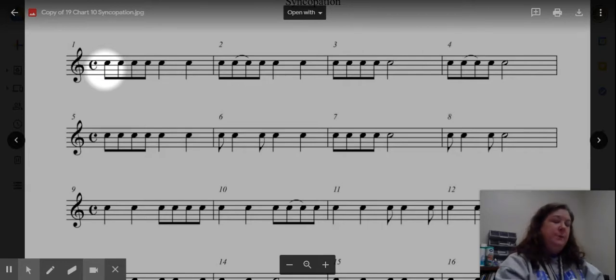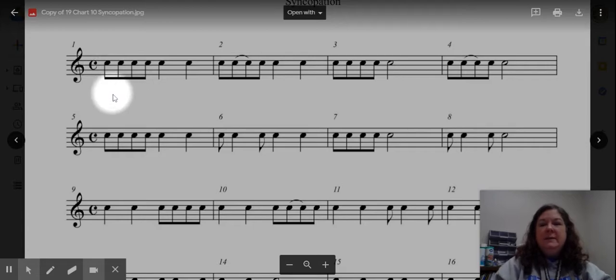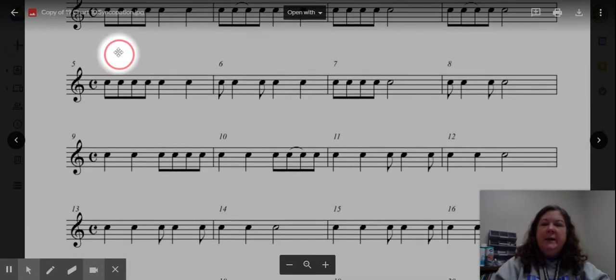Here we go. Sit tall. And down, up, count and clap. 1, te, 2, te, 3, 4. 1, te, te, 3, 4. 1, te, 2, te, 3. 1, te, te, 3. So once you get the hang of these, they're really fun to sing. They're fun rhythms to play.